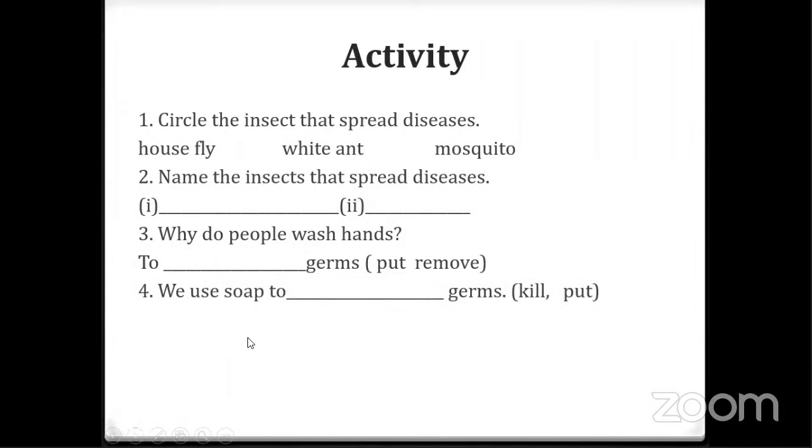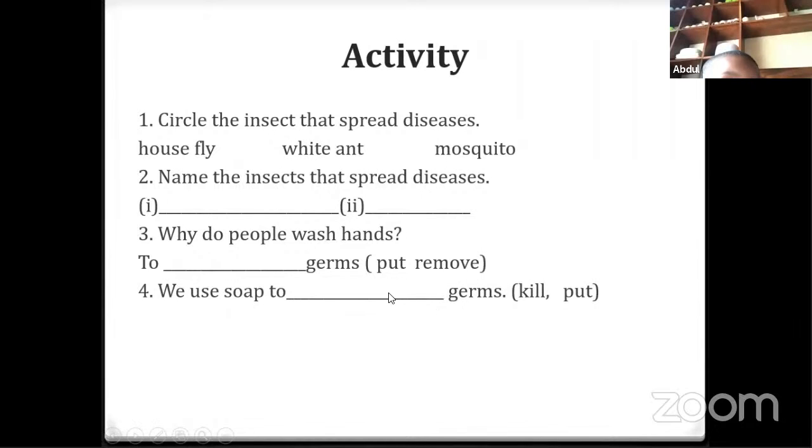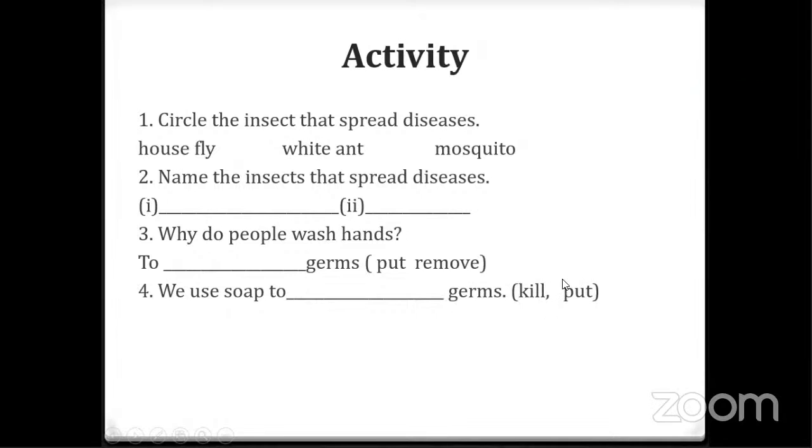Then we also say we use soap to wash our hands. We have the answers here. Is it to kill germs or put germs? You choose one. What is the use of soap? Is it to put germs or to kill germs? To kill germs. Good. As simple as that.